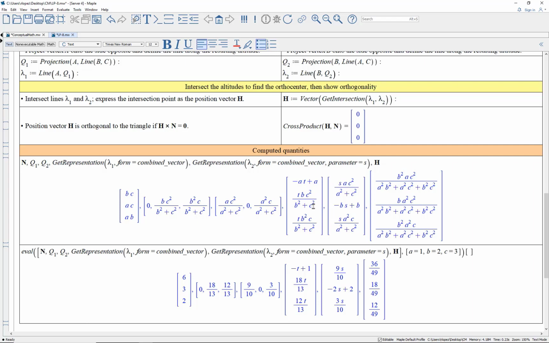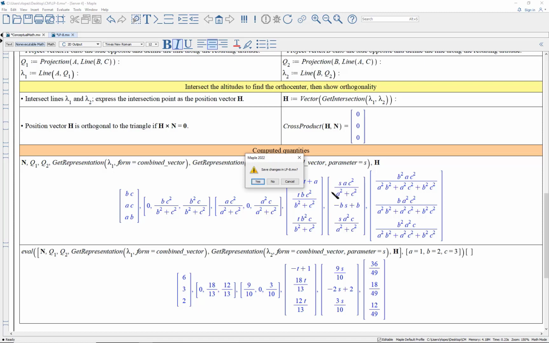These are the position vector representations of the lines, lambda 1 and lambda 2, that we have to intersect. This is what the orthocenter looks like symbolically. And then I said, let's take A equals 1, B equals 2, C equals 3, and see what these expressions look like. Normal, points on the edges where the altitudes hit. These are the 2 lines along which the altitudes live. And this is what the orthocenter would be.